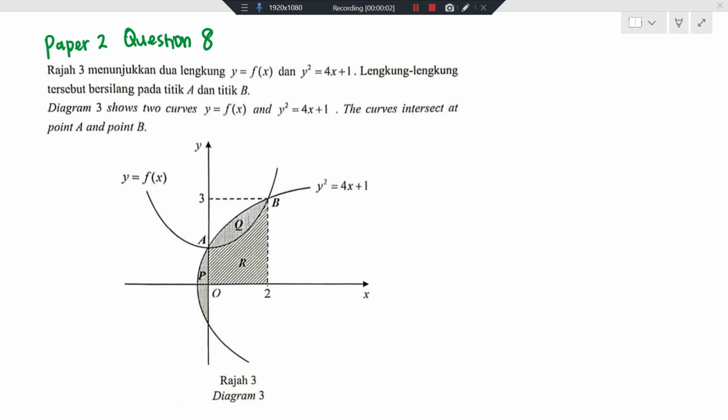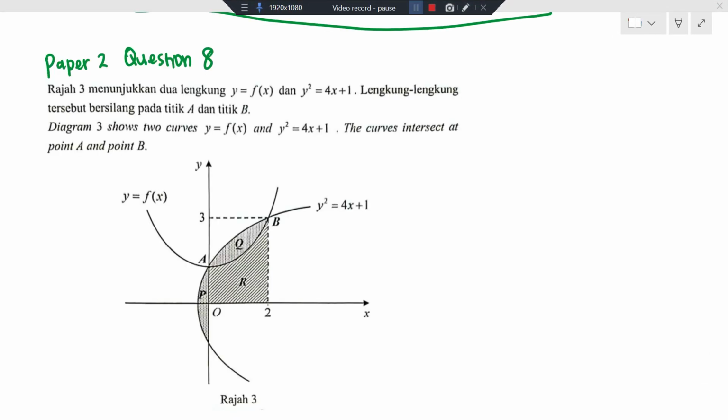Okay, this is discussion about paper 2, question 8, your chapter 3 integration. Okay, the very first question. Let's read the question first. Diagram 3 shows two curves. One curve they never give you the equation, another curve they give you the equation y squared equals 4x plus 1. So the curves intersect at points A and B.